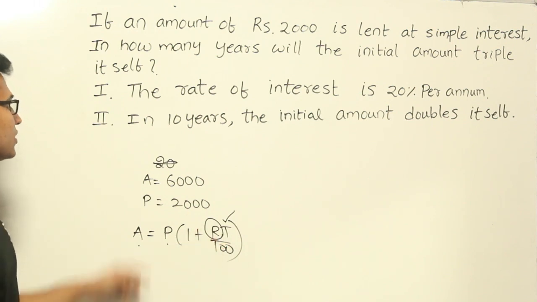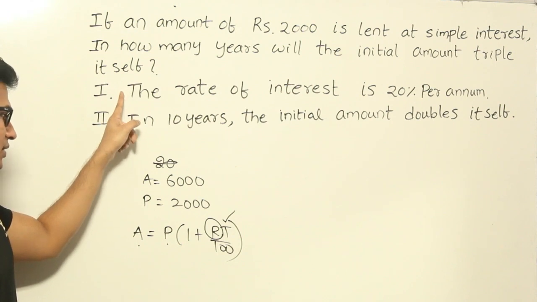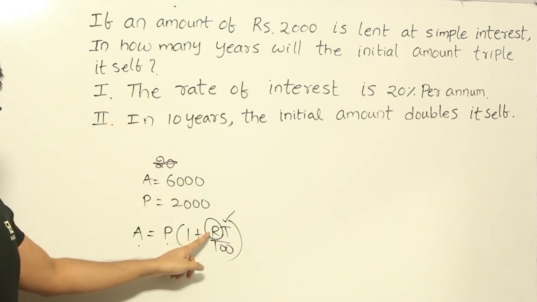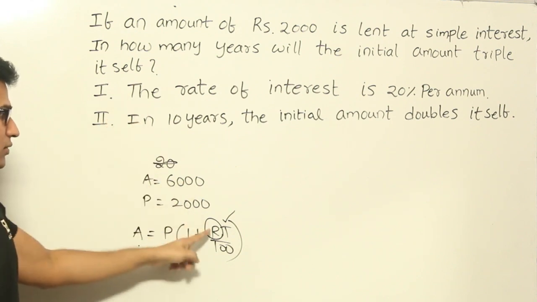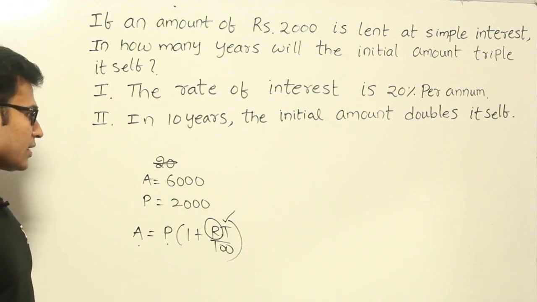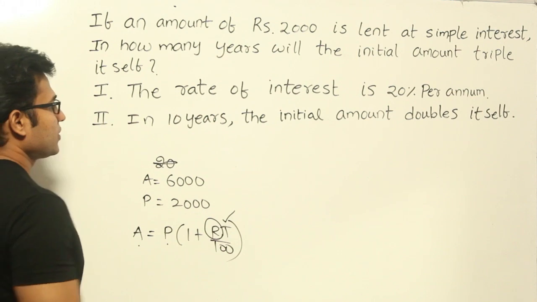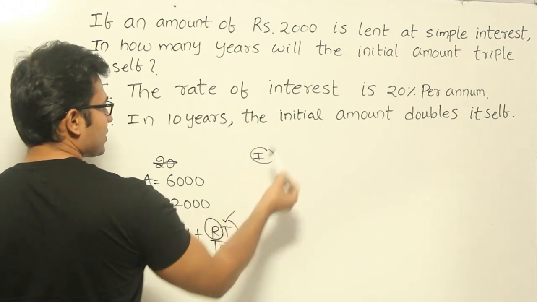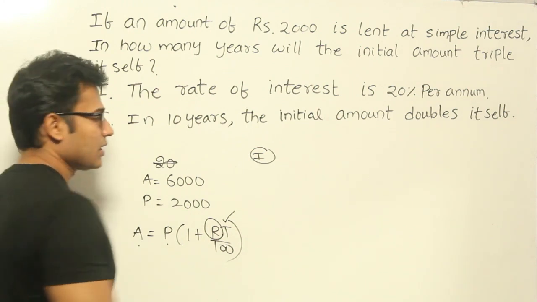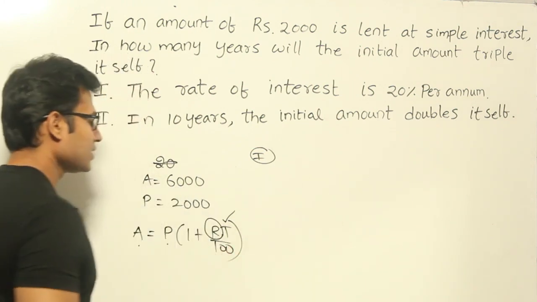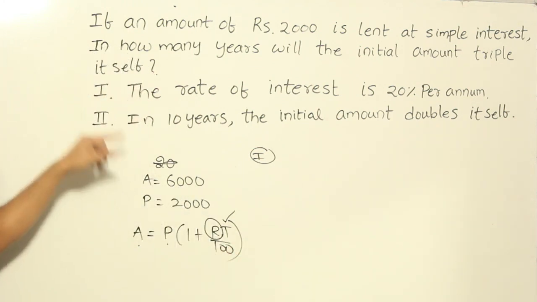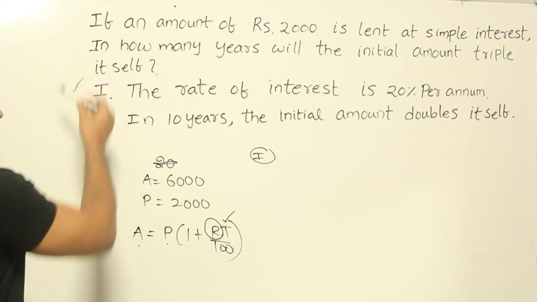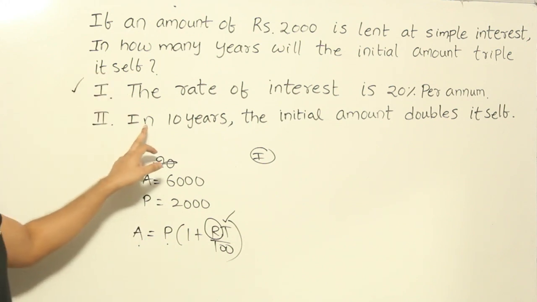Now let's see whether the information given in statement number 1 is going to give us the value of R, or this one is going to give the value of R. Whichever gives the value of R, it is sufficient. Okay. Now let's see the first one. If you see the first one, the rate of interest is directly given as 20% per annum, right? Therefore, in the first one, R is directly given, and so you can solve the question using the information given in the first one, right? Now, what about the second one?